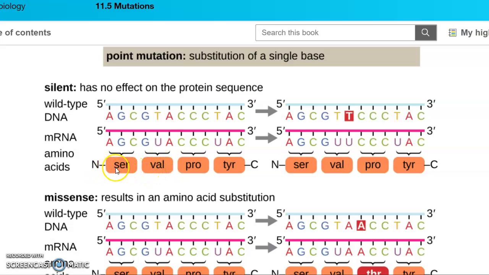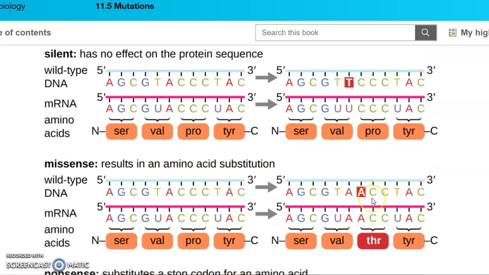And so you can see that we have serine, valine, proline, and tyrosine, serine, valine, proline, and tyrosine. So we don't get any effect on the protein sequence. So the base is wrong, but it doesn't affect our amino acid.